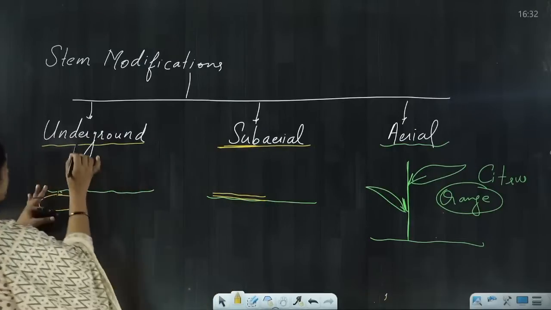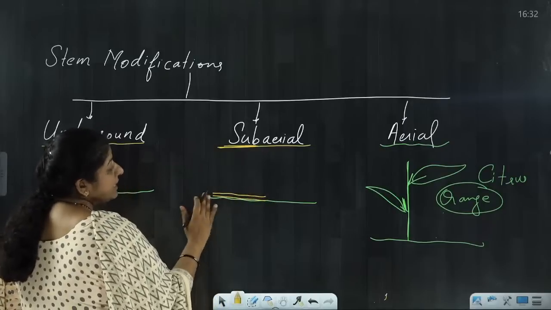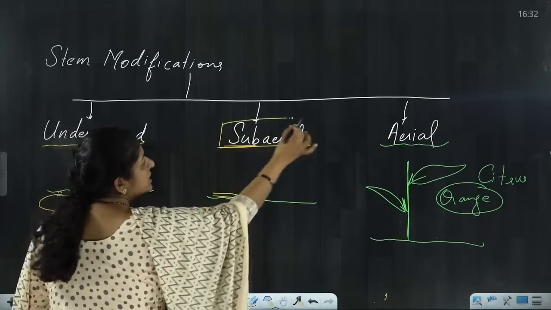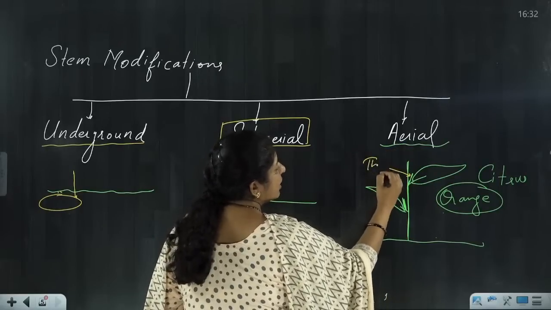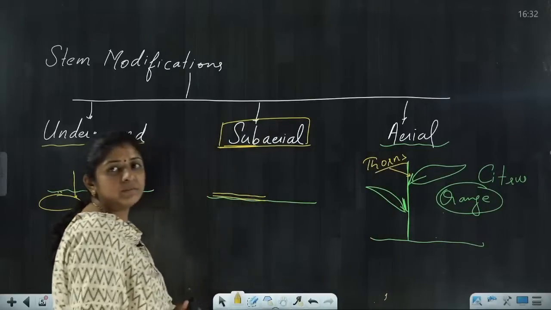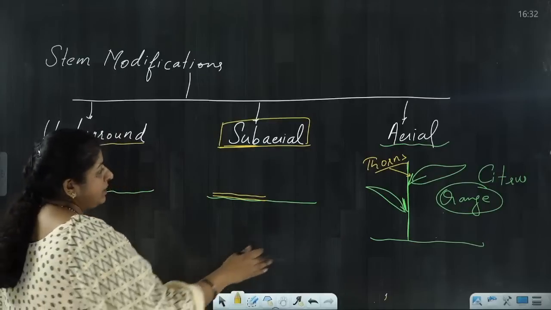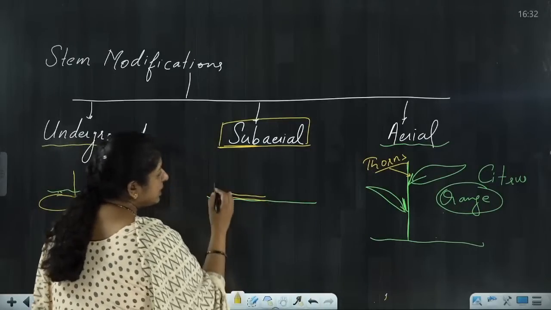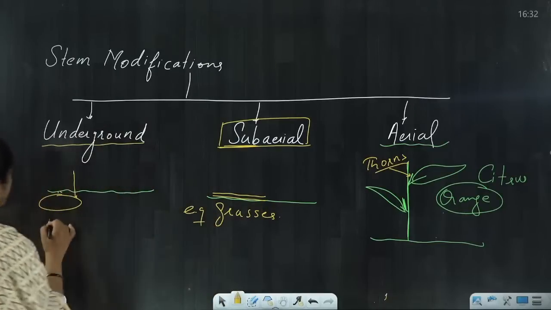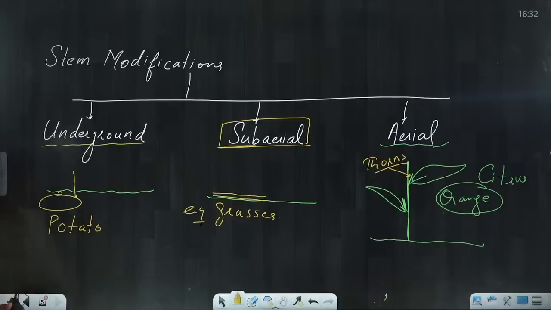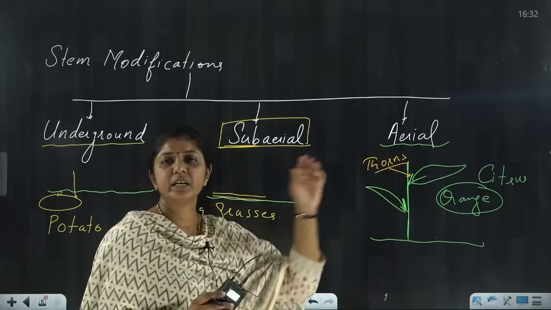I repeat, underground means below the ground level. Subaerial means touching to the ground. How we come on the word subaerial? Because aerial means much above the ground. Like in oranges, thorns are there for protection. This is much above the level of ground. So what is subaerial? Below to that area, just touching to the ground, for example in case of grasses. Example. And here I have given you the example of potato. This is not a topic, simply I am discussing the meaning of terms. Is that clear to everyone?